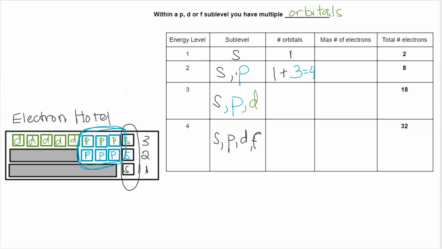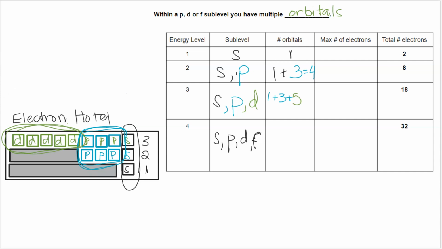All right, so let's move on to energy level 3. We can still have S and P orbitals, so we can have one S orbital, we can have 3 P orbitals, but in energy level 3, we now can also have D-type orbitals. And we can actually have 5 D-type orbitals. So we get 5 more orbitals in energy level 3.